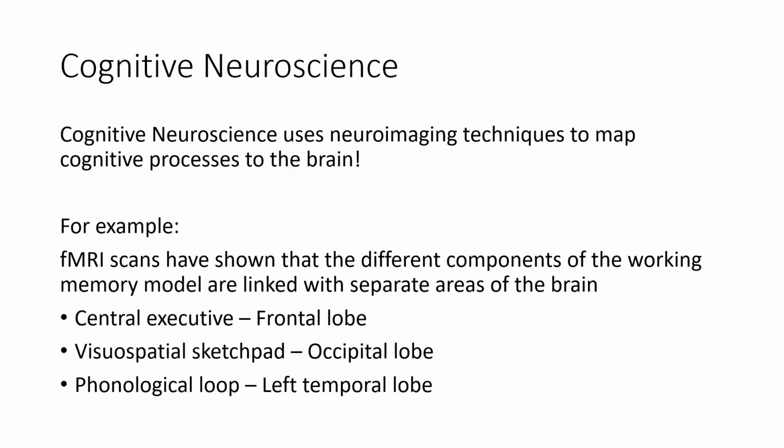So finally, we need to look at cognitive neuroscience. So cognitive neuroscience uses neuroimaging techniques to map those cognitive processes and information processing theories to the brain. So for example, we can use an fMRI scan to show that the different components of working memory are in fact linked with specific and separate areas of the brain, which you can see here. The central executive is linked to the frontal lobe, the visuospatial sketchpad is linked to the occipital lobe, and the phonological loop is linked to the left temporal lobe.